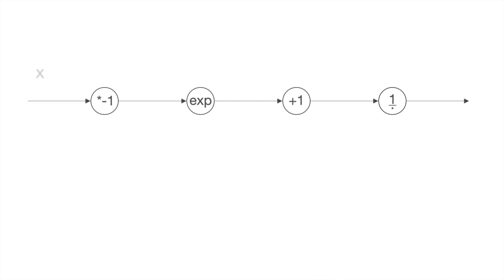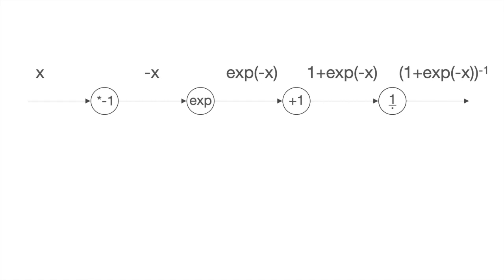Once again, passing some value x into this graph. After the first node, it becomes minus x. After the second node, it becomes e to the minus x. After the third, it becomes 1 plus e to the minus x. And after the fourth, it becomes 1 over 1 plus e to the minus x. You may recognize this as the sigmoid or logistic function from previous weeks.